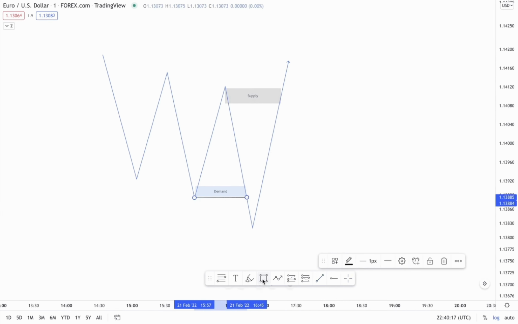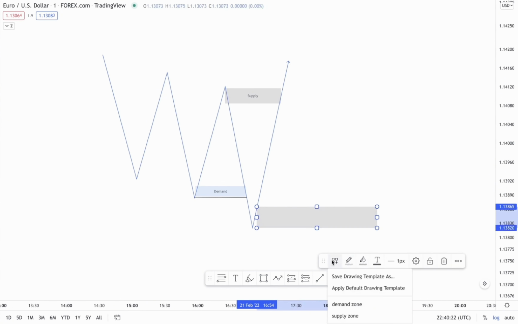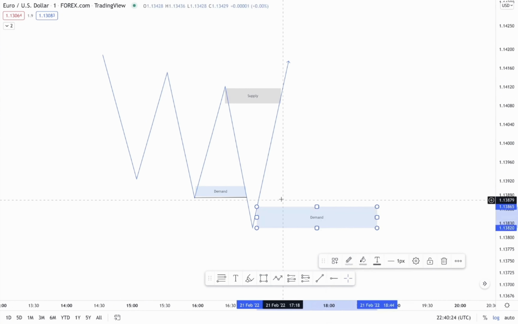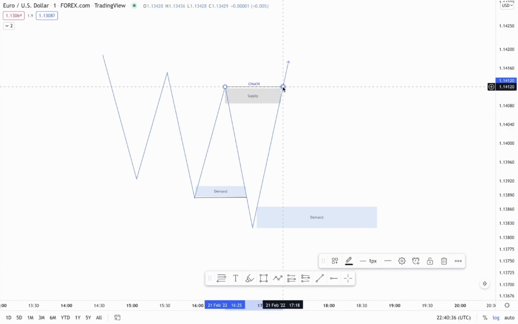And then as you can see here, this demand level here is what actually caused the change of character. Now this demand level has pushed price up, taking the supply of this area, causing a change of character. If I mark that on, we have a CHoCH demand. Those of you that don't know what a CHoCH means, it just means change of character.